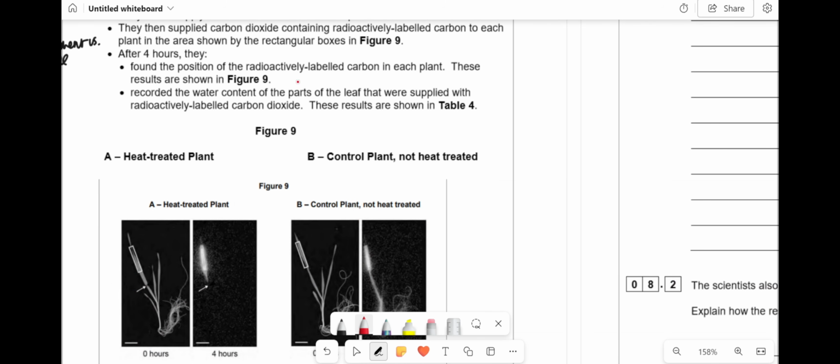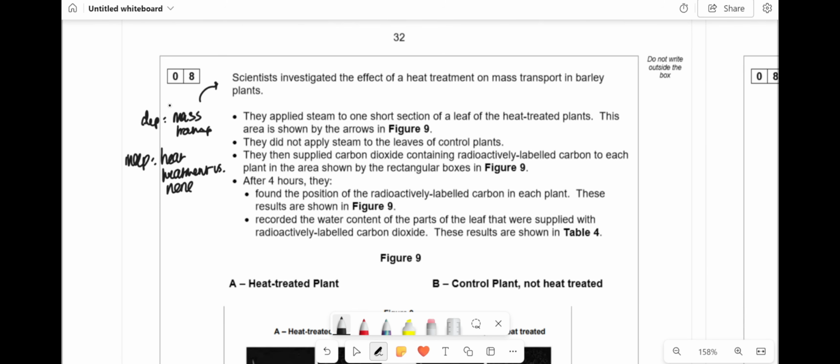After 4 hours, they found the position of the radioactive carbon. These results are shown in figure 9. They recorded the water content of the leaves that supplied the radioactive carbon, and the results are shown in table 4. So in this circumstance, the dependent variable here, mass transport, is actually the movement of the radioactive carbon, which in turn is what they're using as a marker of mass transport.